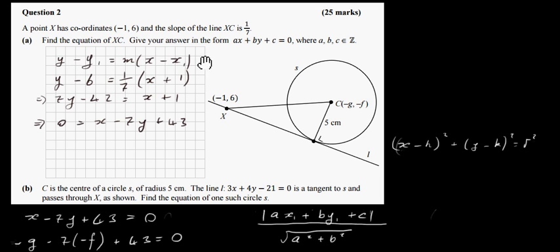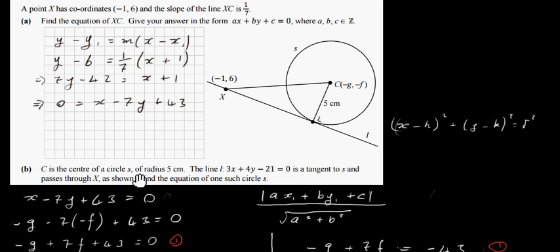So this is the equation of a line. Put in x here, -1, 6. Put that in here. Put the slope in, manipulate this here, and you get the equation of this line here, x minus 7y plus 43 equal to 0. That's it. Second part is, C is the center of the circle S of radius 5. So we have a circle here, radius 5. The line L here has equation 3x plus 4y minus 21 equal to 0. We have to find the equation of a circle that satisfies these conditions here, okay?